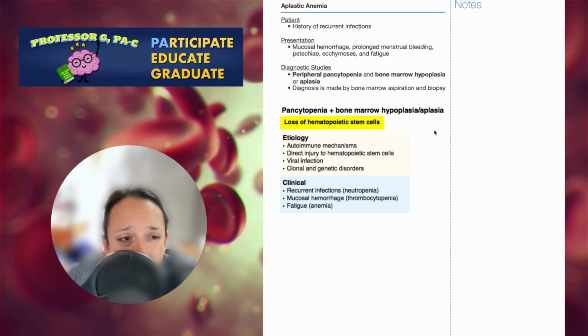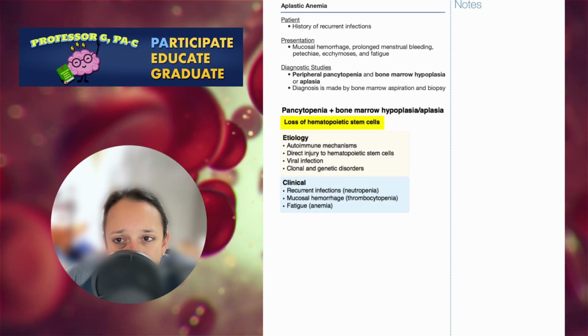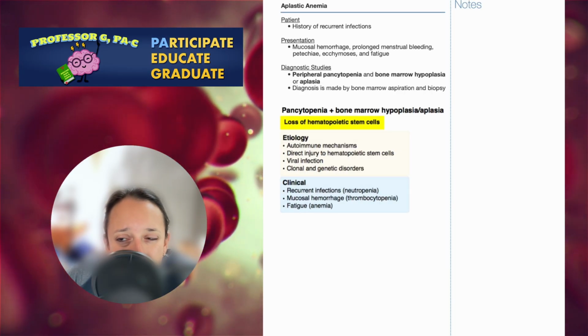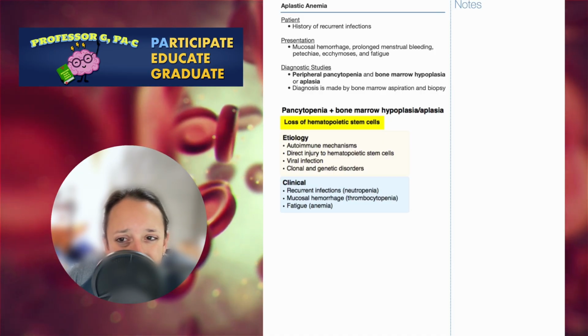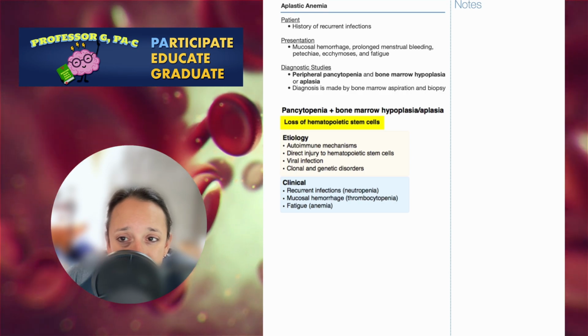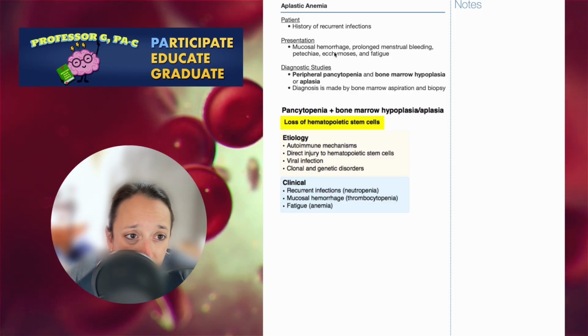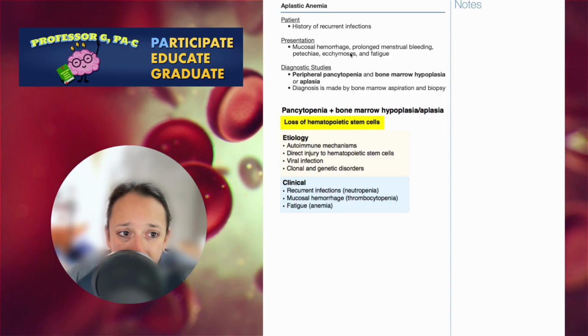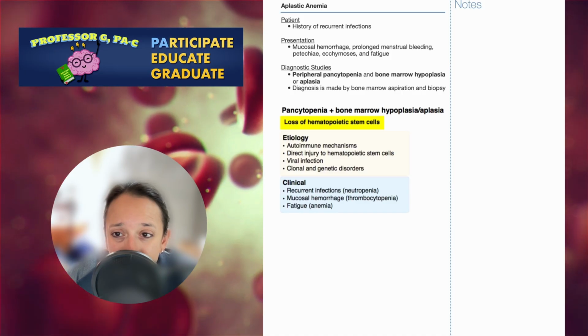This condition can be acquired or congenital, and most cases are acquired. Common causes can be autoimmune destruction, medications, viral infections, and in some cases, exposure to radiation or toxins can also cause it. They often have symptoms related to all three cytopenias, so they might have mucosal hemorrhage, prolonged menstrual bleeding, petechiae, ecchymosis, fatigue, recurrent infections, and fever.